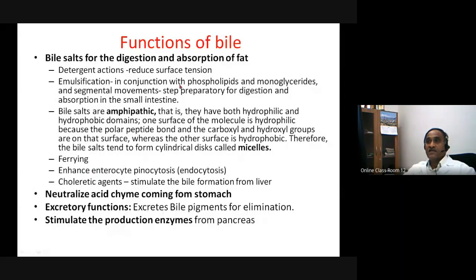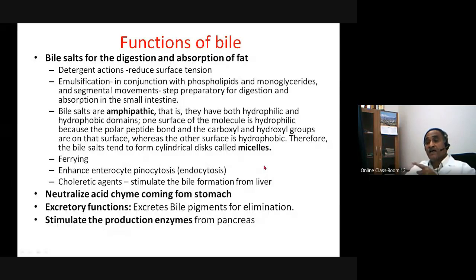So that means the preparation, surface tension, emulsification, then micelle formation, the ferrying, then pinocytosis. These are the processes the bile salts perform. In addition, what happens? The bile salts stimulate their own production. That is the bile salt dependent secretion in the liver. So the presence of bile salts, what happens? The bile salts enter into the intestine.